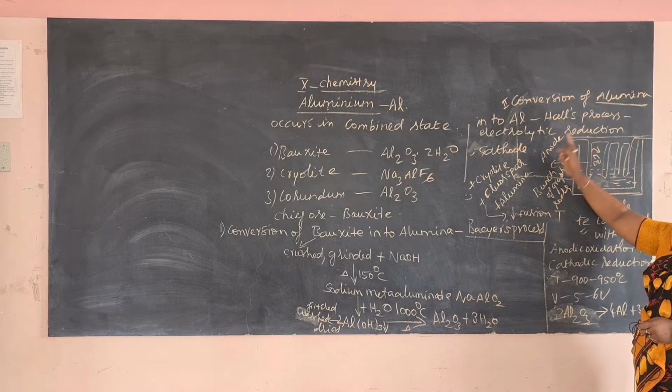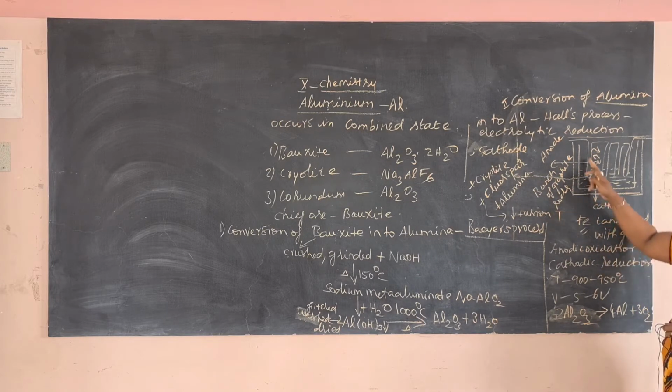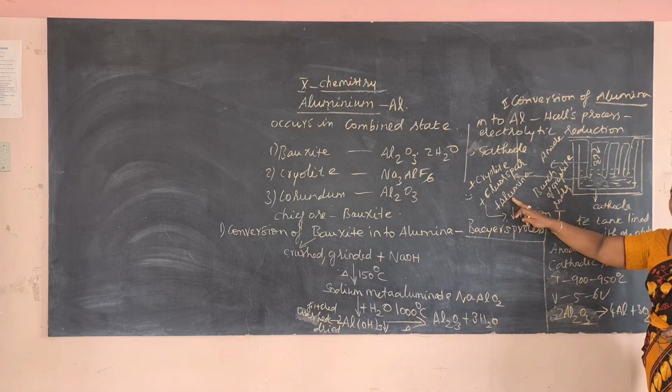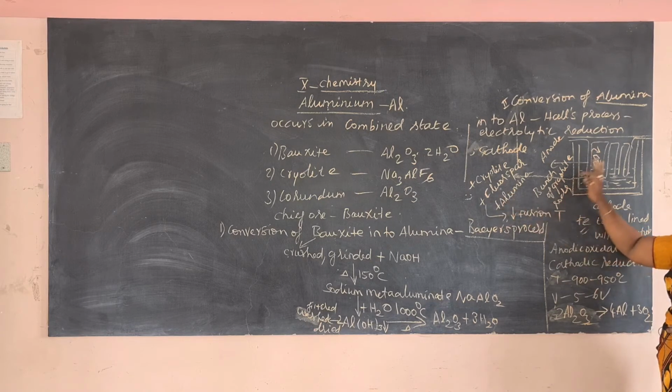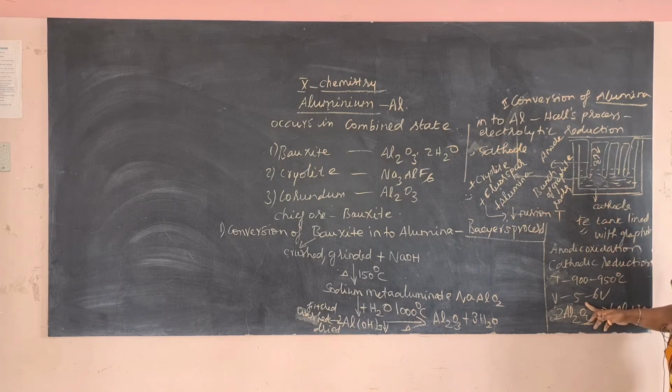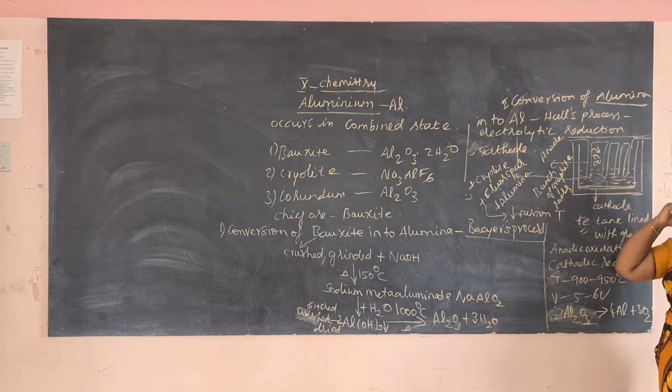Hall's process. So here the cathode will be what? Iron tank lined with graphite, the anode is a bunch of graphite rods, and the electrolyte will be cryolite plus fluorospar plus alumina, and the fluorospar is used to lower the fusion temperature. When I give a voltage of 5 to 6 volt and the temperature is 900 to 950 degrees C, it gets converted into aluminium. Aluminium is deposited at the cathode and the oxygen gas is liberated at the anode.